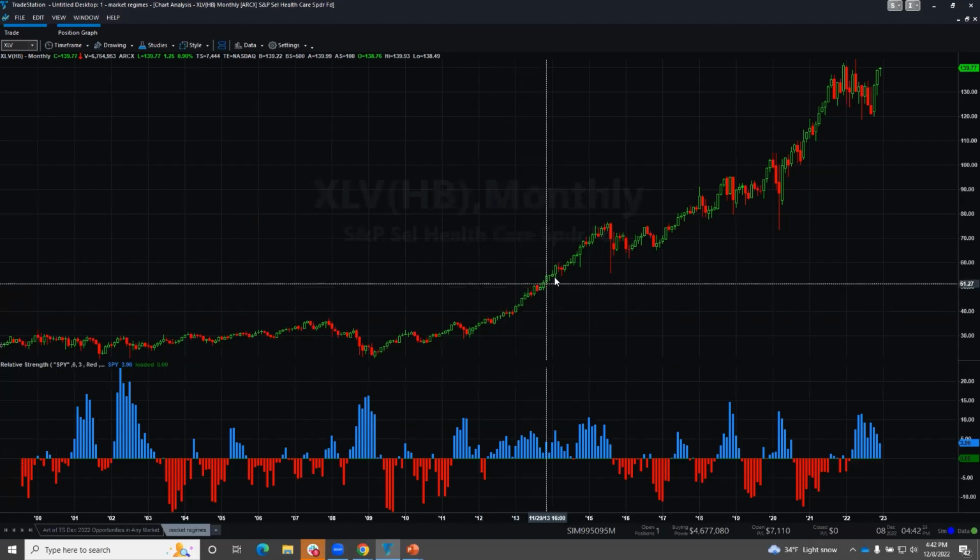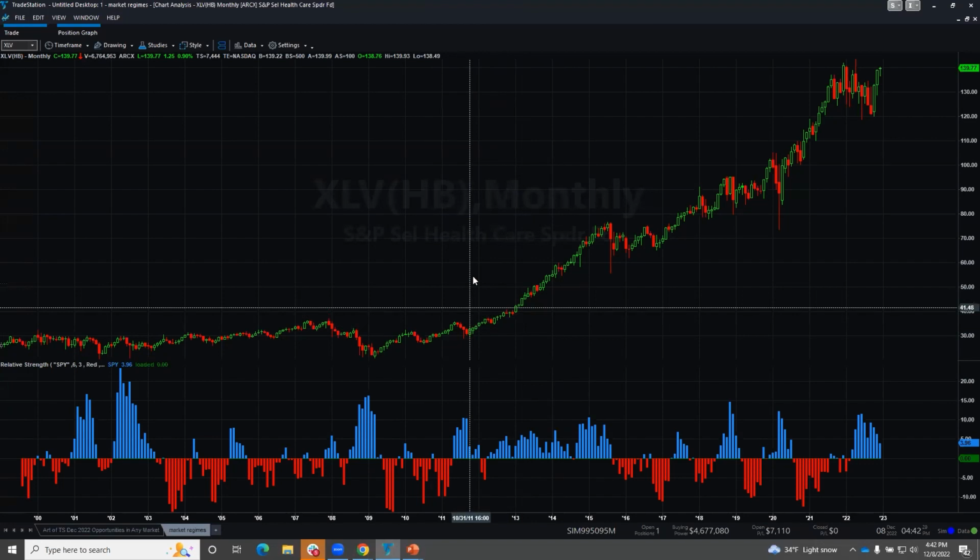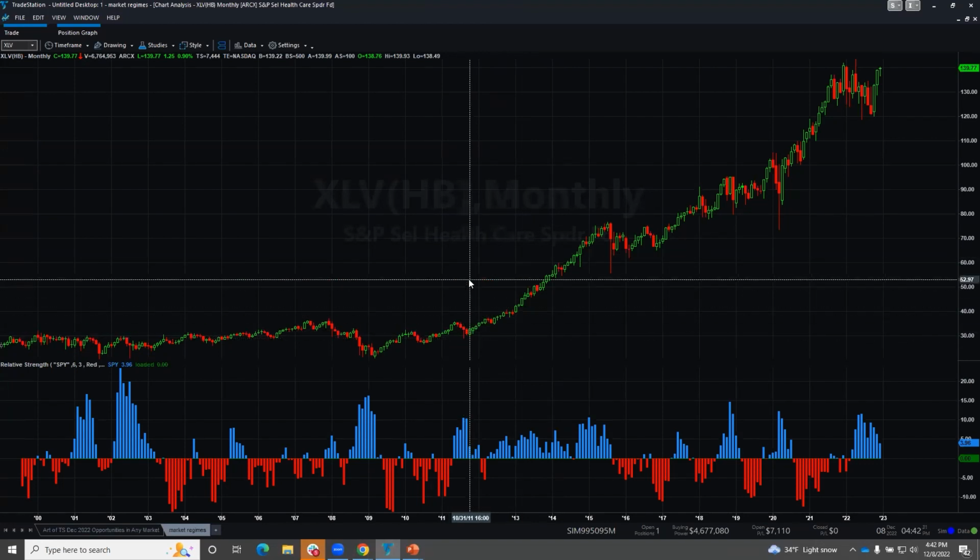And then if you look at another thing coming out of 2012, after Obamacare passed, you see this period of outperformance in healthcare, XLV. So this was also another sort of regime. What's interesting is each of these began during a period of a correction or a bear market.